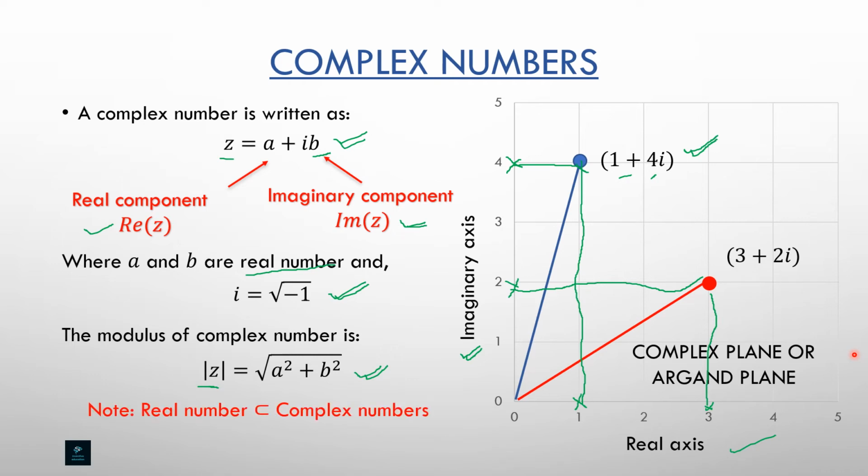Please note that real numbers are a subset of complex numbers, because any real number x can be written as x plus 0i. Therefore, a real number has an imaginary component equal to 0.